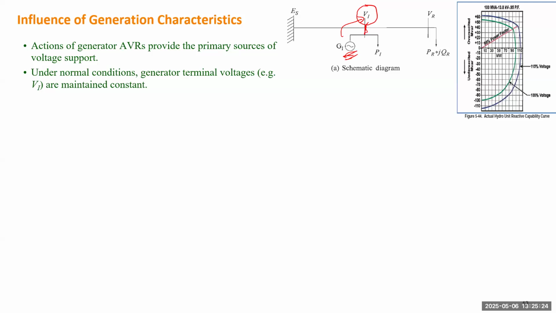But since the generator has the var limit, it only operates within this D region, right? We studied the D chart. The boundary of this region is determined by a number of current limits, including the field current. There's also the stator current, right? So there are many limits that together determine this region. P is on the x-axis and Q on the y-axis. When it reaches the boundary, it will reach the limit of the generator.